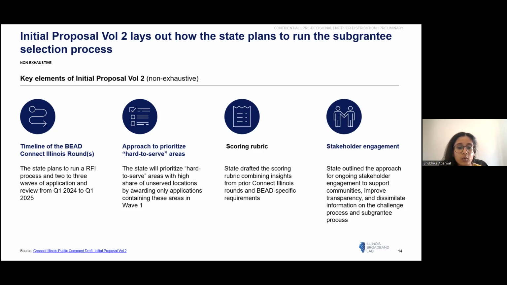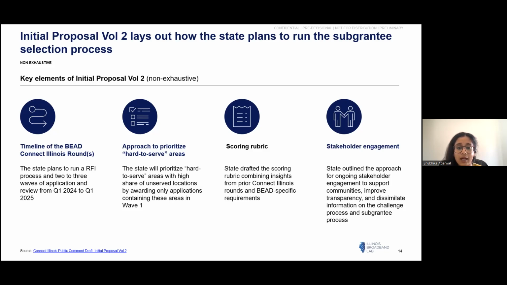There's information on approach to prioritize the hard-to-serve areas. So essentially those which have higher unserved locations, those would be categorized as hard to serve, and we will try to prioritize those as we start with the sub-grantee process. There's information on the scoring rubric.